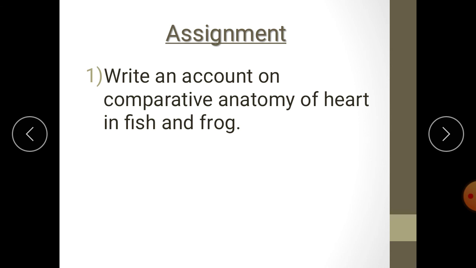So we have completed this one. Assignment: write an account on the comparative anatomy of the heart in fish and frog. Clear?